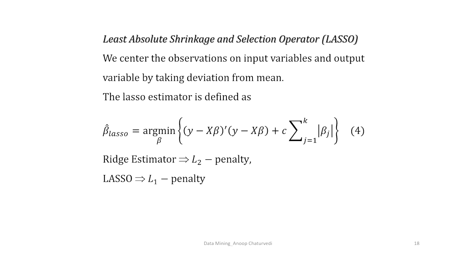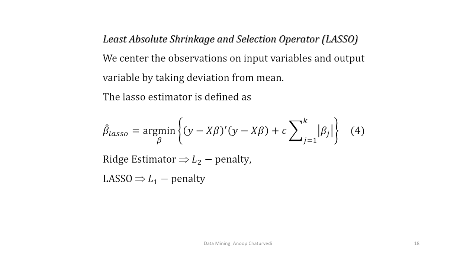Now, there is a problem with the ridge regression estimator. The ridge regression estimator shrinks all the coefficients, but it does not serve the purpose of selection of variables. None of the coefficients become 0. So, for selecting the relevant variables, you cannot use the ridge regression procedure.